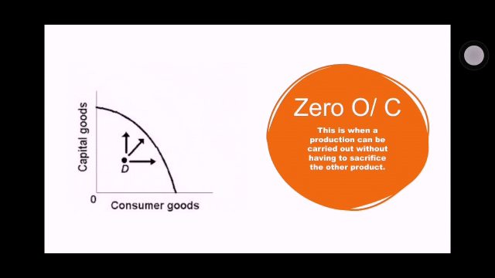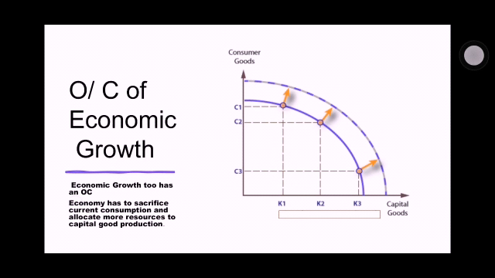So how we denote that is by revealing how unemployed resources are used to achieve production, the maximum production possibility. Now we learned what economic growth is. Now we are going to learn about the opportunity cost of economic growth. Why? Because economic growth too has an opportunity cost.